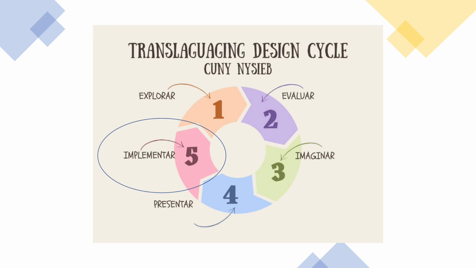The last phase of the translanguaging design cycle is called implementar. In this phase, the teacher can lead a discussion with the students about how the activity developed in the class could be implemented outside the classroom walls. This is an important phase of the cycle because it creates a discussion on whether and how an activity implemented inside the school could be useful outside the school, therefore taking into account a bigger community.